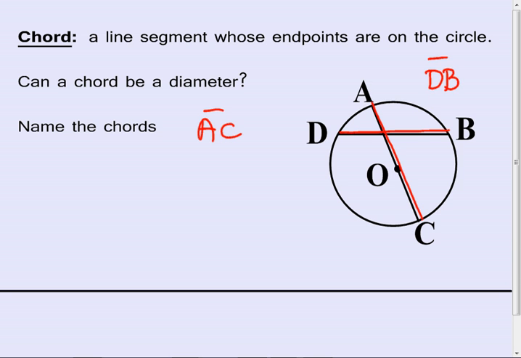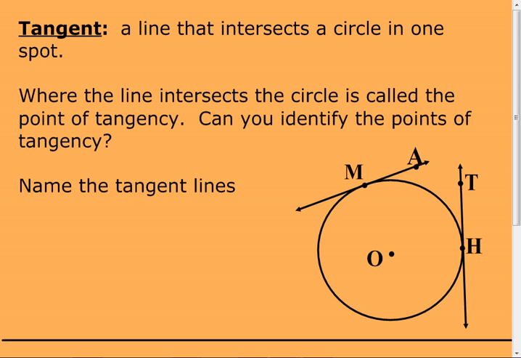Okay, ready? These are the words you're going to see in calculus. Tangent. Now, that word comes from the Latin tangere, which means to touch. And a tangent is a line that touches a circle in only one point. So this is a tangent line.